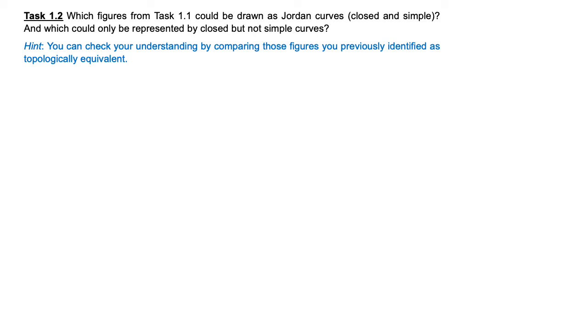Second task, task 1.2, deals with exactly the same figures as in task 1.1, and by now you have already worked out which of them are topologically equivalent. Now in this task you are asked which of those figures can be drawn by a Jordan curve, which is simple and closed. And those figures that you found are topologically equivalent. By the way, you may expect that if they can be drawn by a Jordan curve, all of them in the same group would be drawn by a Jordan curve.